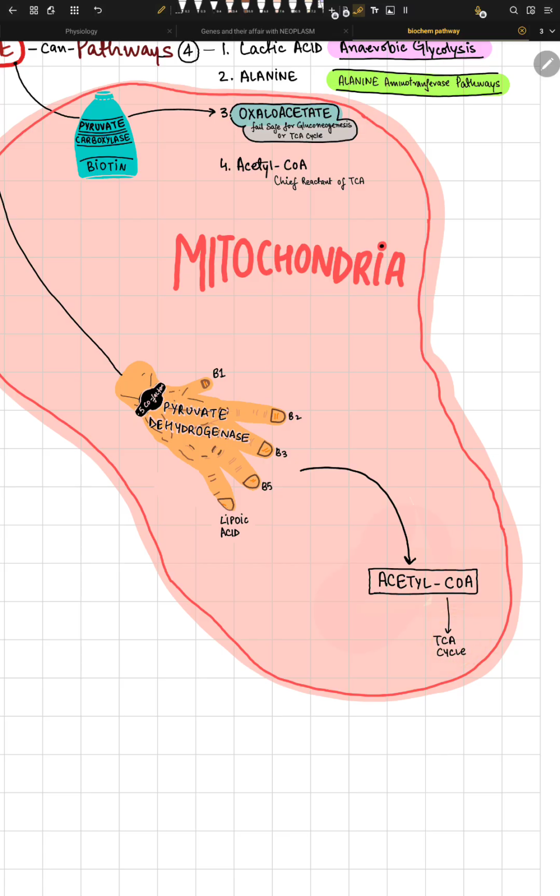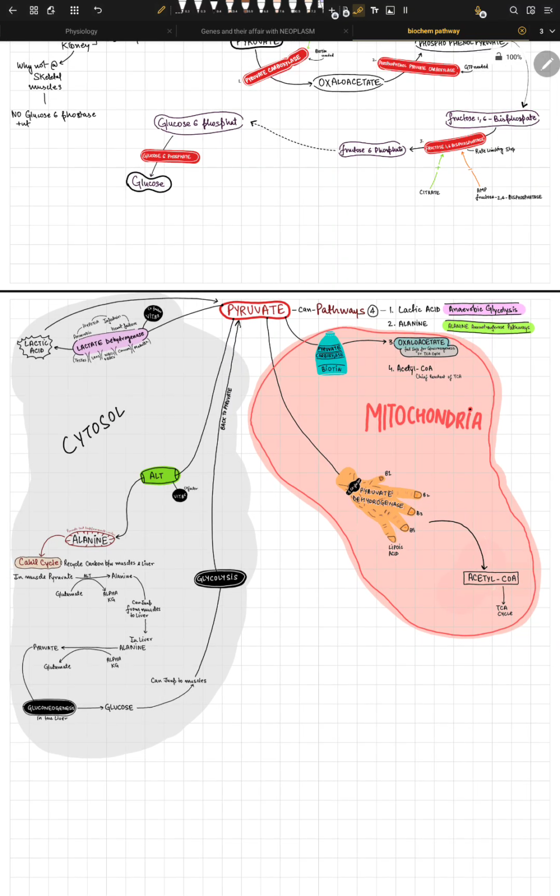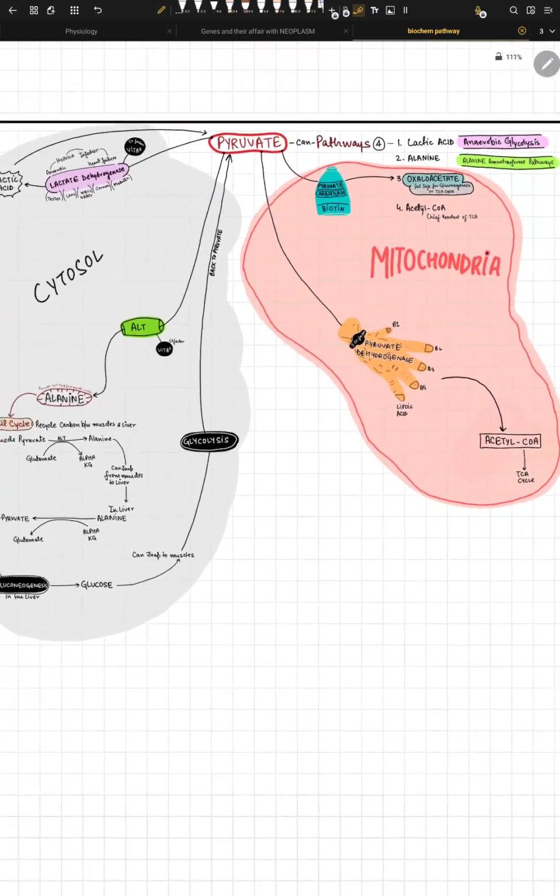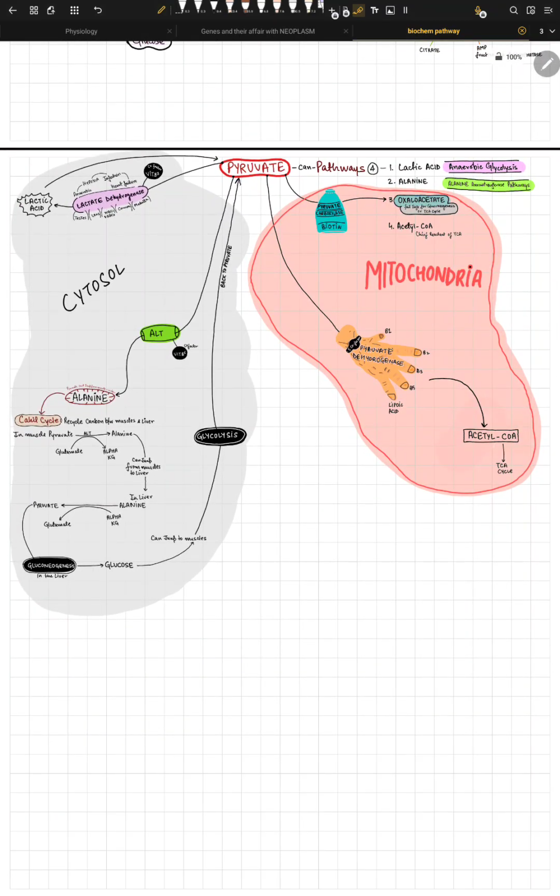So the big picture here is that if it's happening in the cytosol, it's reversible. If it's happening in mitochondria, it's irreversible. Another cool thing is that we use ALT for alanine, LDH for lactic acid, PDH for acetyl-CoA, and biotin for oxaloacetate. So that was the whole four pathways for pyruvate.